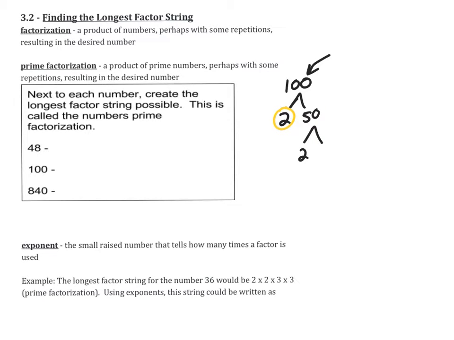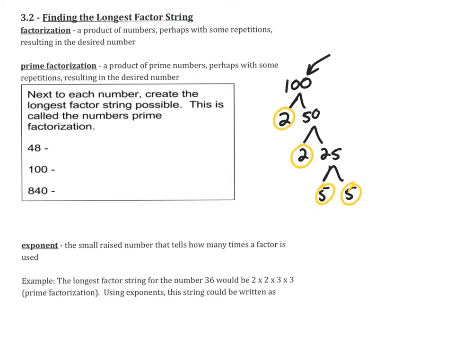50 is 2 times 25. I'm going to circle my prime number. I'm going to keep breaking them down. It's like hitting them with a sledgehammer. 5 and 5, they're both prime. We're done. Now, how do we write that with exponents?